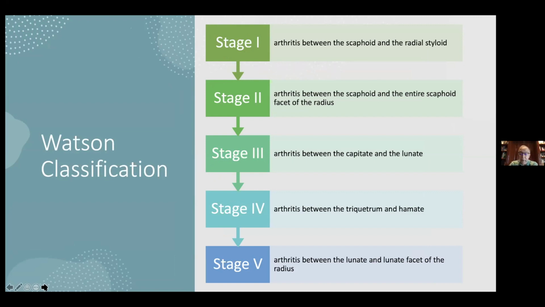Stage 3 is arthritis between the capitate and the lunate, so the mid-carpal joint becomes involved. And then stage 4, the mid-carpal joint progresses to arthritis between the triquetrum and the hamate. And finally, stage 5, arthritis between the lunate and the lunate facet of the radius.